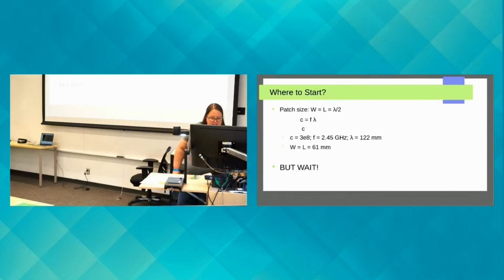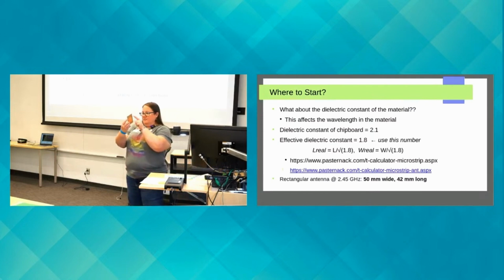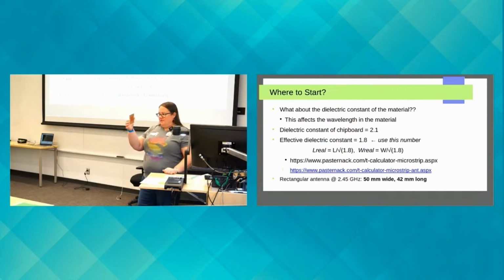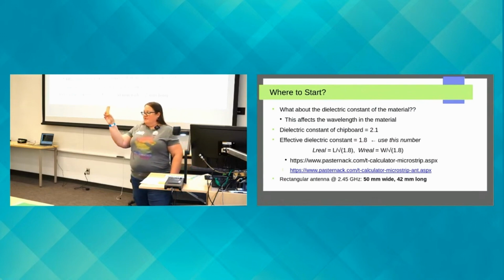But wait, there's one more thing we haven't taken into consideration, and that is the material itself. You've got some material in here, and you've got electric field in between, underneath this patch, between this patch and the ground plane on the back. And that's not seeing air or vacuum, that's seeing this chipboard. So you have to take that into consideration because it's going to change the wavelength, and therefore it's going to change the size of the antenna you need to make. By a little bit of trial and error and different size standard patches, I figured out that the dielectric constant of this chipboard is about 2.1.